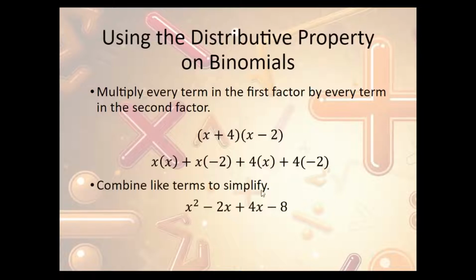Now we just combine the like terms. X squared, we have to leave that by itself, but we do have a negative 2x and a positive 4x, so we can combine those. So negative 2x plus 4x is positive 2x. So we get x squared plus 2x minus 8.